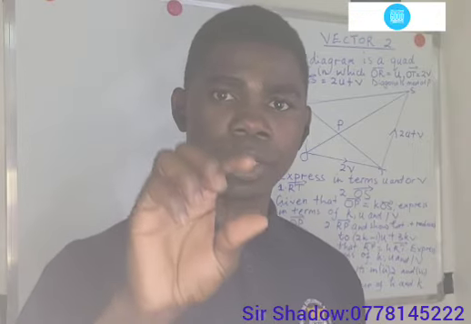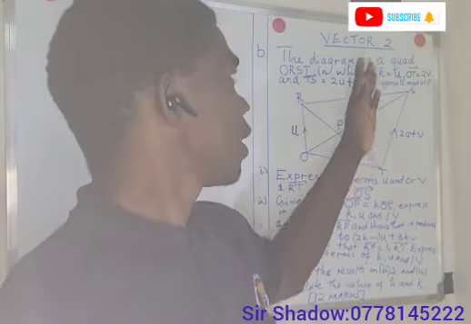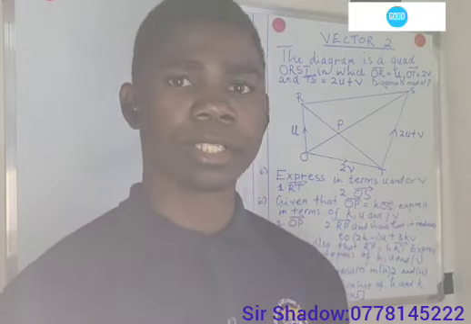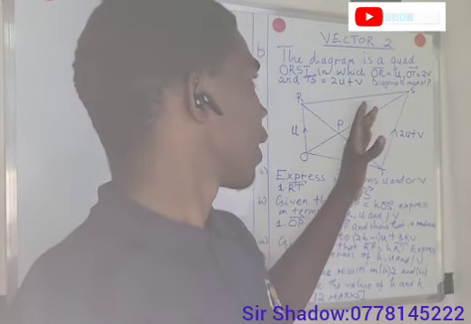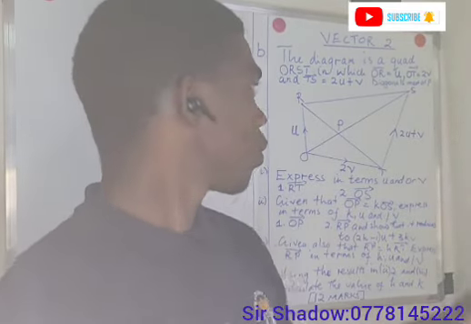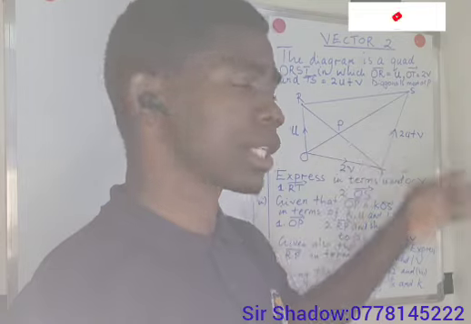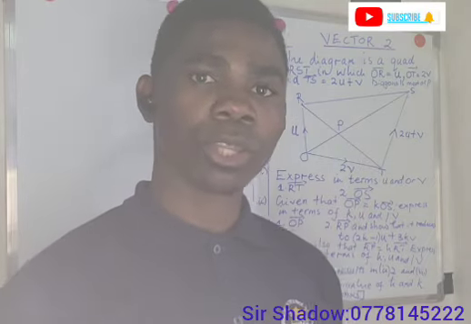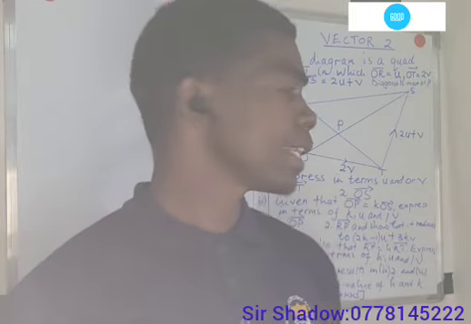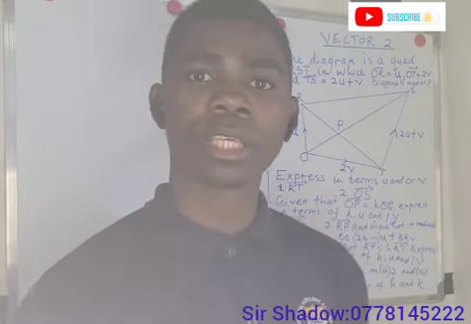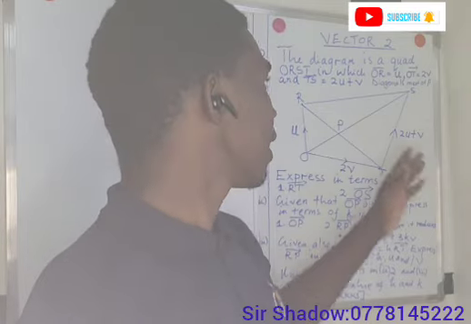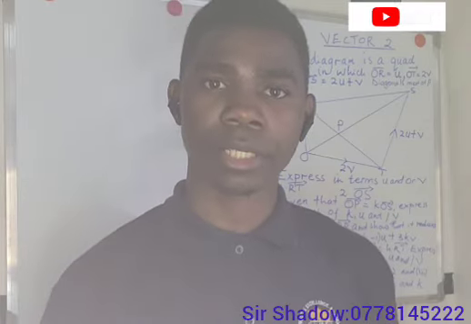Remember, last time we did vector 1 and we covered all concepts under vector 1. Some of you students requested vector number 2. So vector 2 is all about finding certain vectors using the diagrams. For you to work on vectors like this given question, you have to know that vector work is all about finding a certain vector using the given direction. If you are not given a certain direction, it means you have to find it.